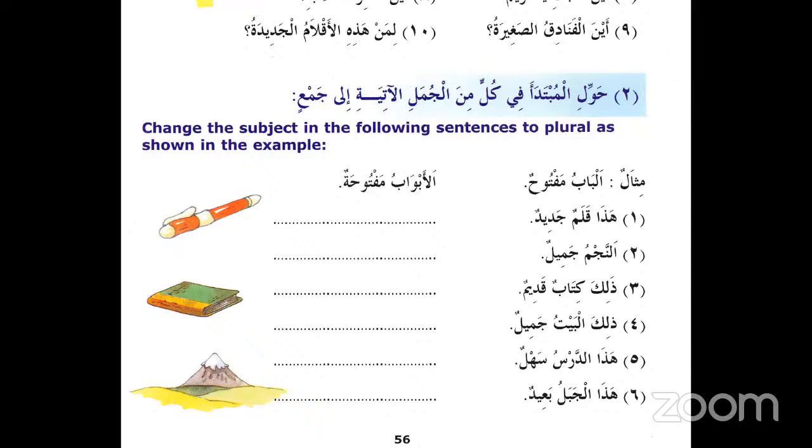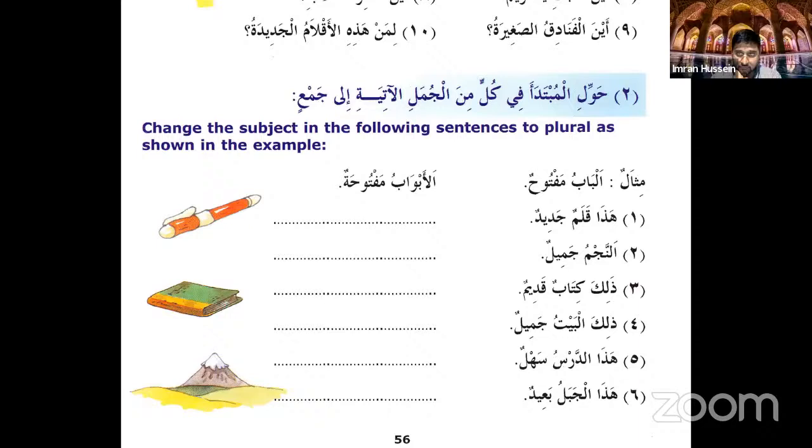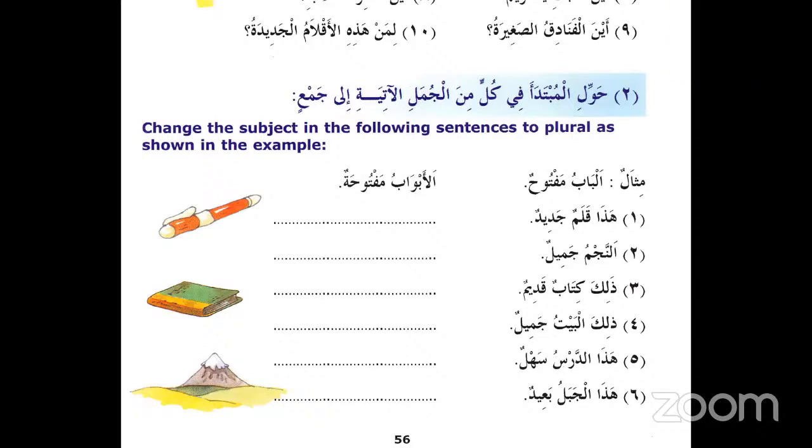ذلك البيت جميل. تلك البيوت جميلة. Correct. That house is beautiful. The houses are beautiful. هذا الدرس سهل. This lesson is easy. هذه الدروس سهلة. These lessons are easy.